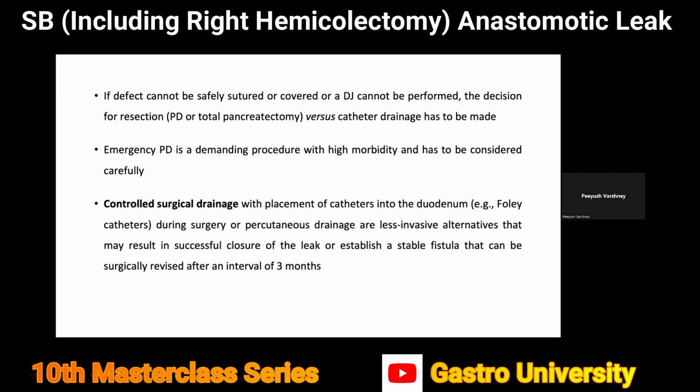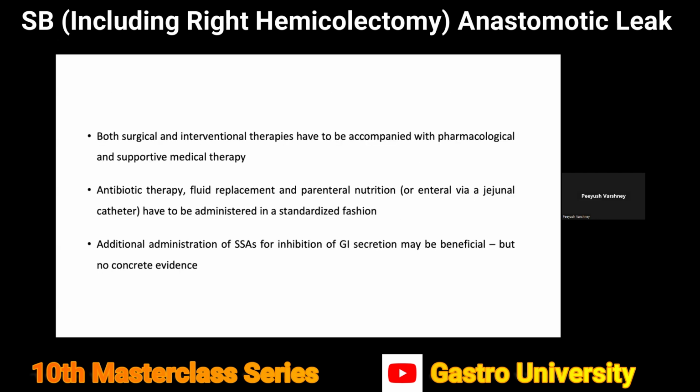Emergency Whipple's is a very demanding procedure with high morbidity and has to be considered carefully, only in centers of expertise. Controlled surgical drainage in these situations is a more feasible option, with placement of catheters into the duodenum and other undrained places like Morrison's pouch. Basically the goal is to make a stable fistula and do a resurgery when the patient is in a cold condition. Both surgical and interventional therapies are accompanied by pharmacological therapies as described in the table. Antibiotics, fluid replacement, and parenteral nutrition also play an important role in managing the duodenal leak.